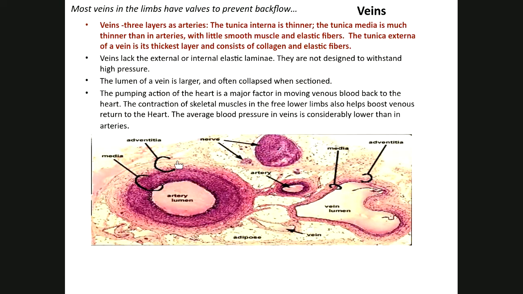The one thing that you will notice when we're comparing them is that the lumen of the artery is very small compared to the lumen of the vein, and you can see how the walls almost kind of collapse in, versus the tunica media in the artery. It makes it very substantial.